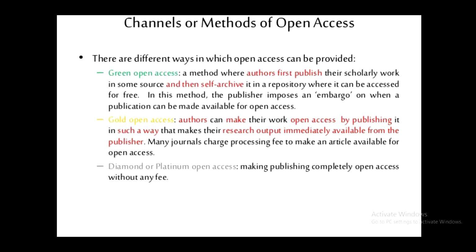Third one is diamond or platinum open access. In diamond or platinum open access, publishing is made completely open access without any fee. The publisher doesn't charge any amount of money and will make the article or scholarly work or research output freely available. Okay. Green open access depends upon the publisher, whether the publisher wants to make it open access or not. Gold open access will be open access, but the author has to pay the cost. Diamond, the author doesn't have to pay any cost. The publisher will freely make the open access available for the user.